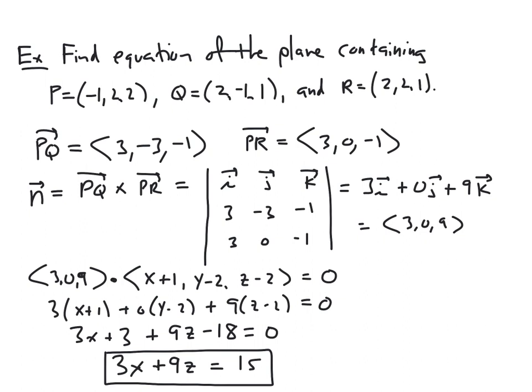And so the thing to keep in mind here is if you do this problem with different vectors, you might not get 3x plus 9z equals 15. You might get this equation multiplied on both sides by -1, or by 3, or by -3, or by 5, or some other constant. So it's always important to remember that these versions of these equations for planes are just equations, and they're not unique.